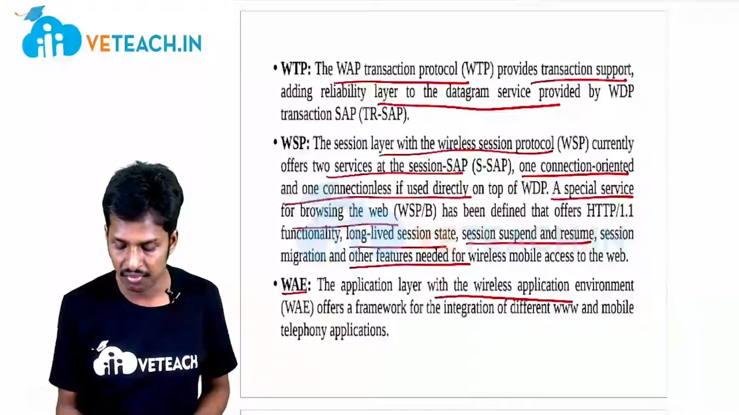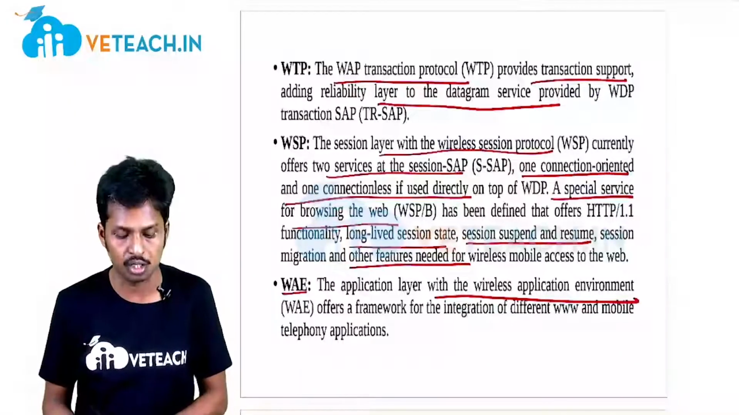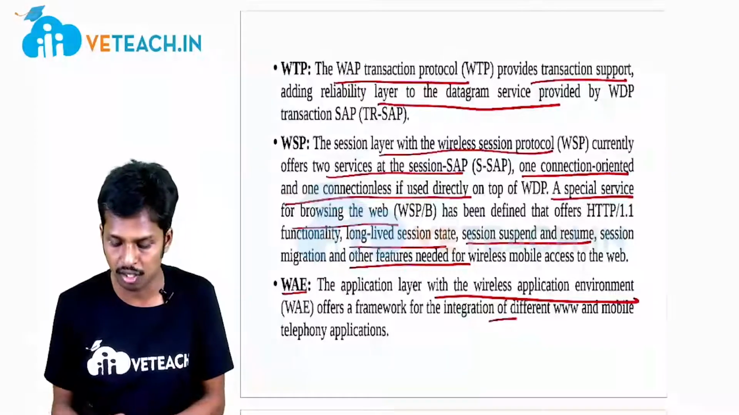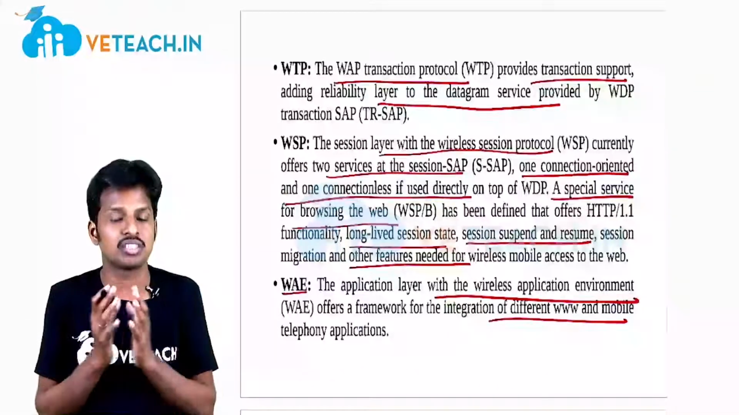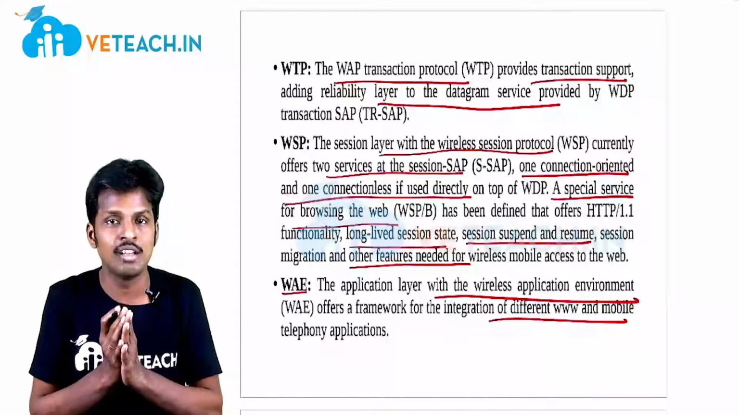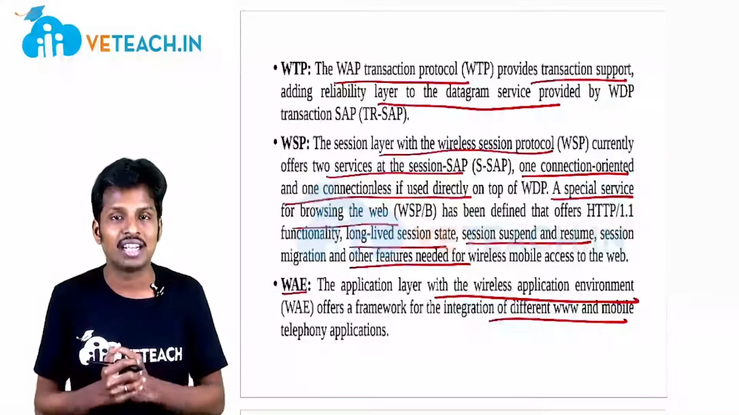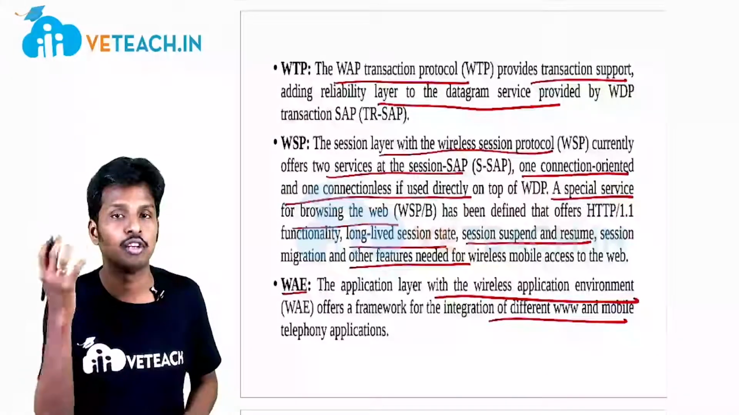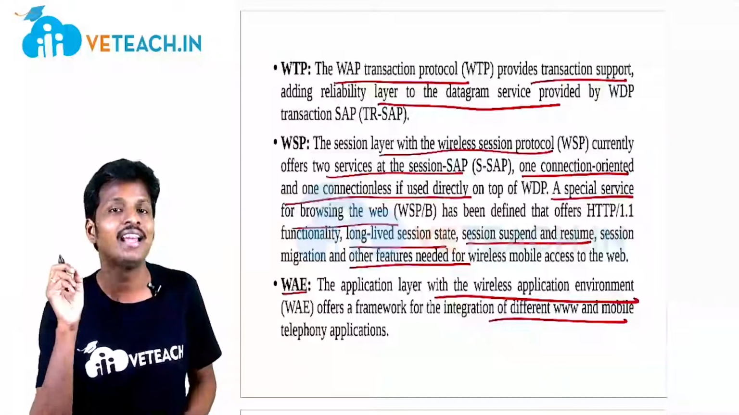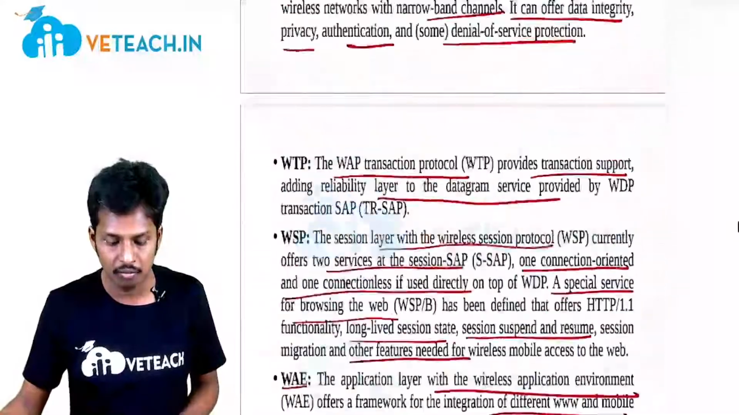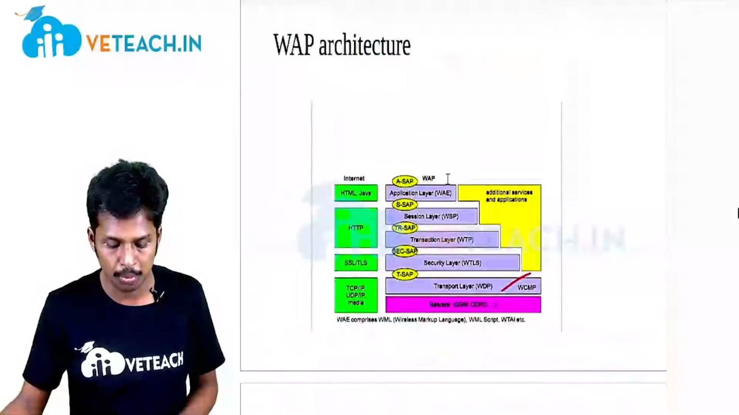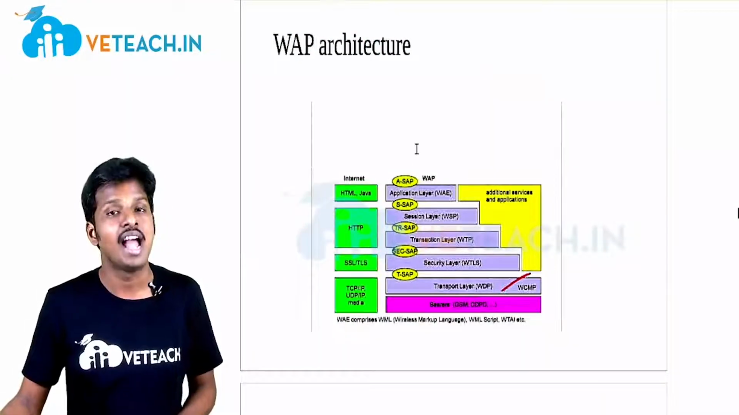The application layer with the wireless application environment offers a framework for integration of different WWW and wireless telephony applications. So by using WAE, we can combine different types of services offered for WWW and mobile applications. WAE is the layer through which WAP communicates with the end user application.